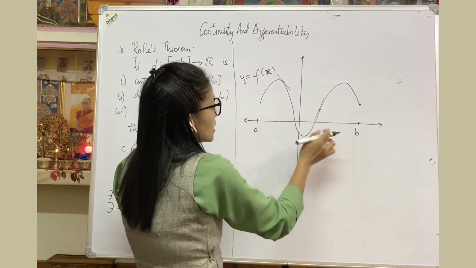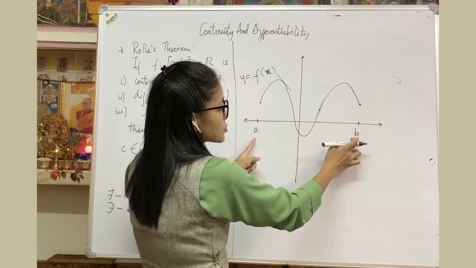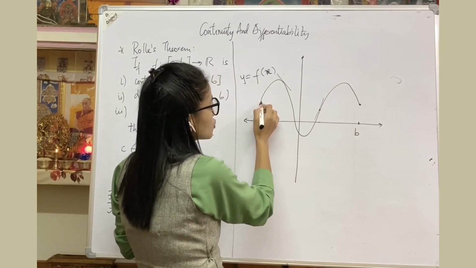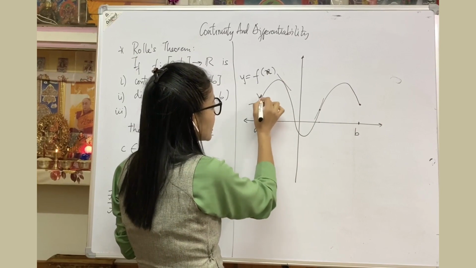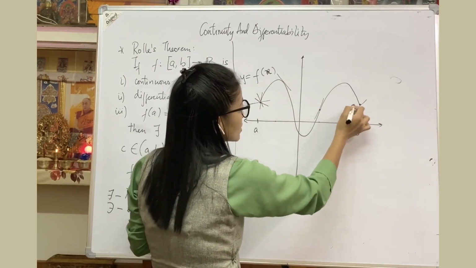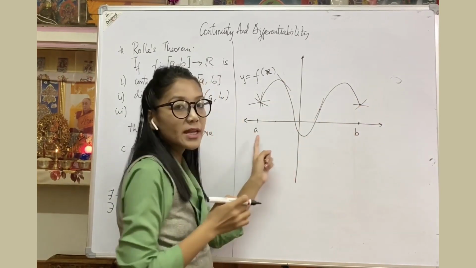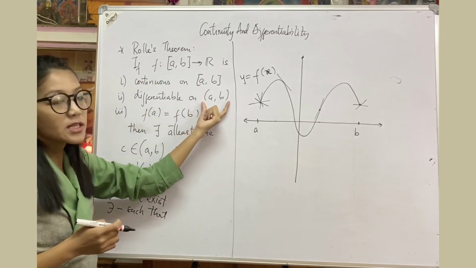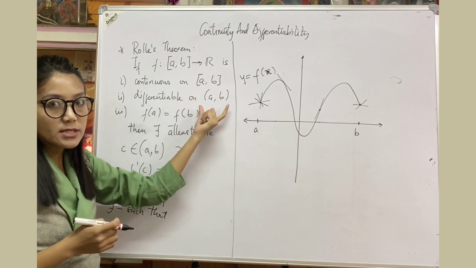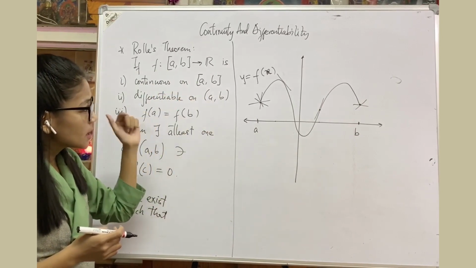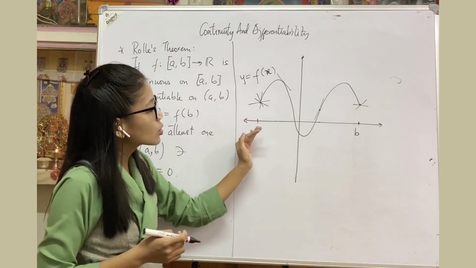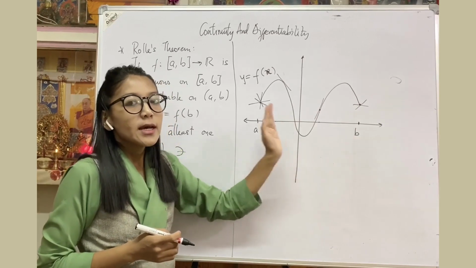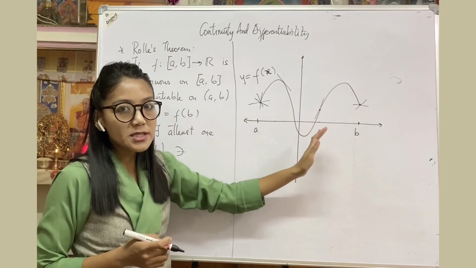Okay, but at these two extreme points, it is the end point. So at these 2 points you will have infinitely many tangents, right? Therefore the function is not differentiable at these 2 extreme points. So we had taken here open interval. We are excluding these 2 points. So the function is continuous on closed interval AB, right? The function is differentiable on open interval AB.